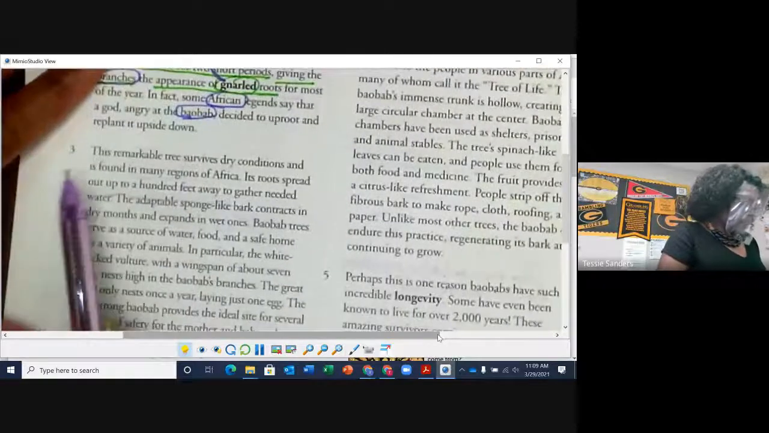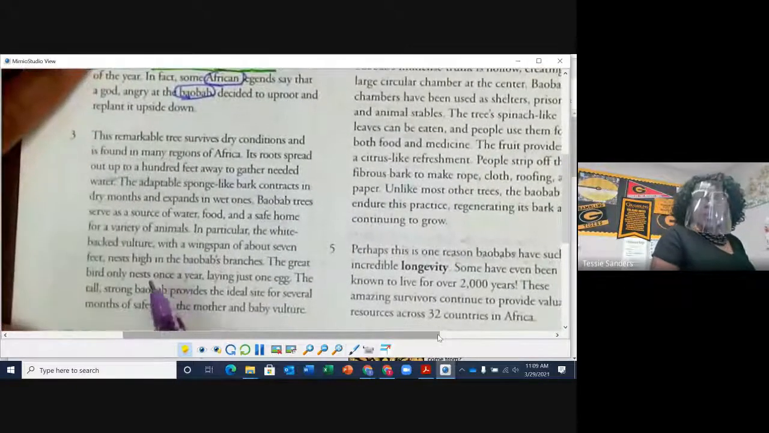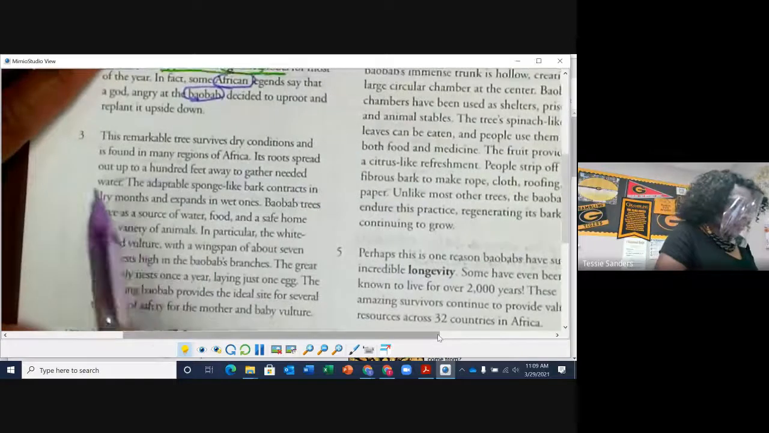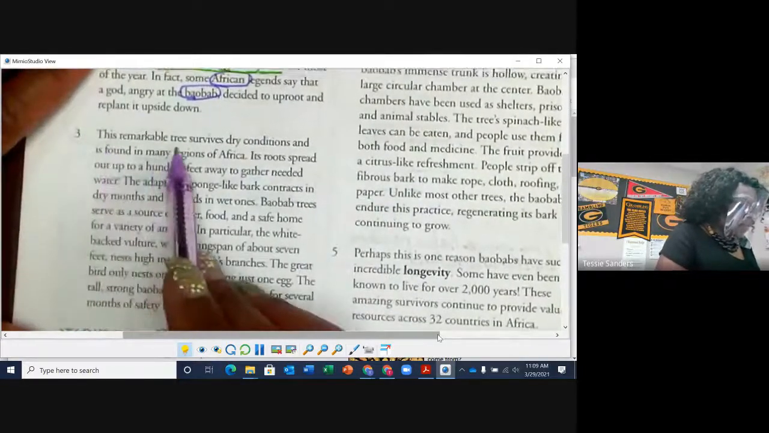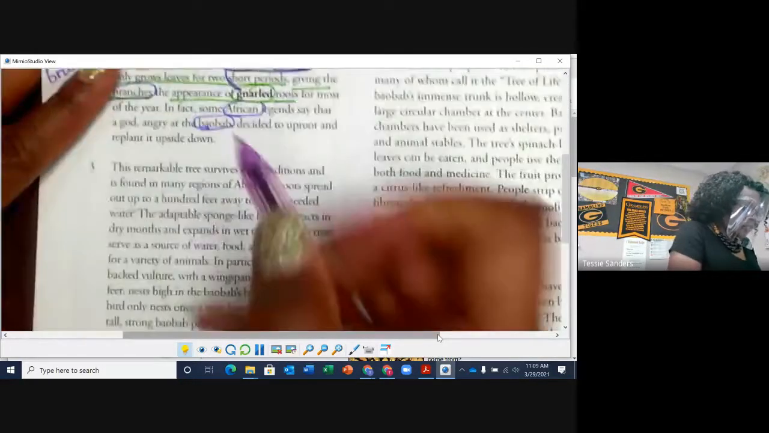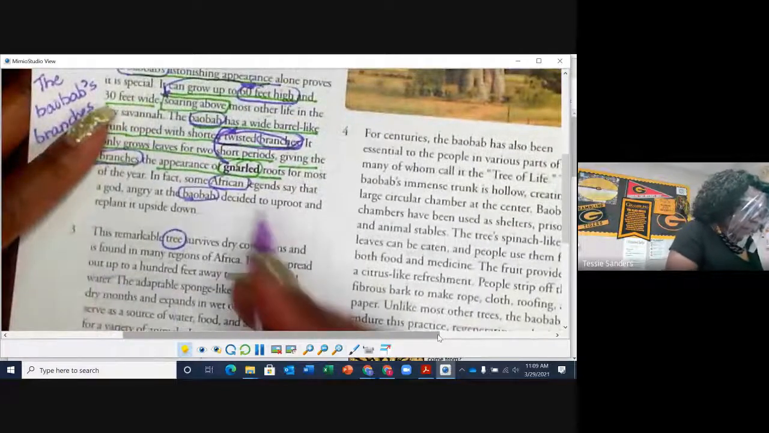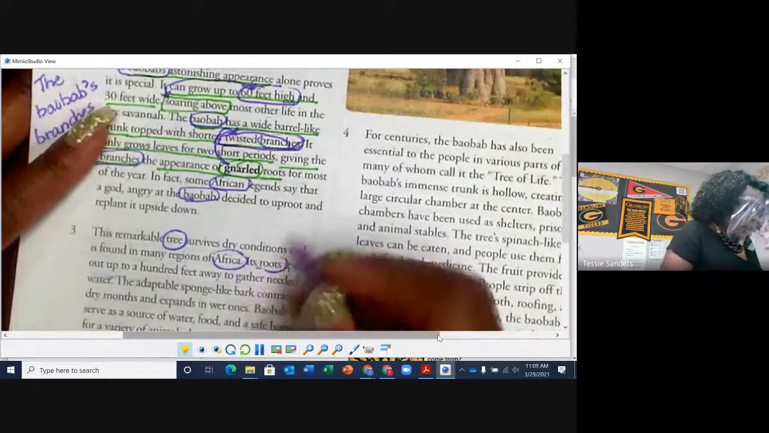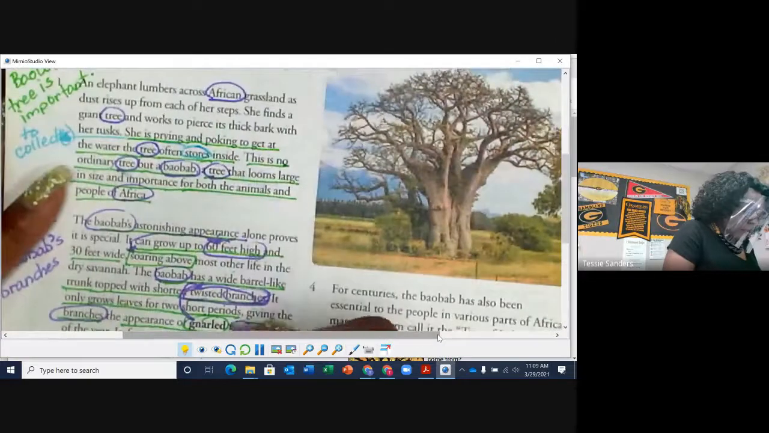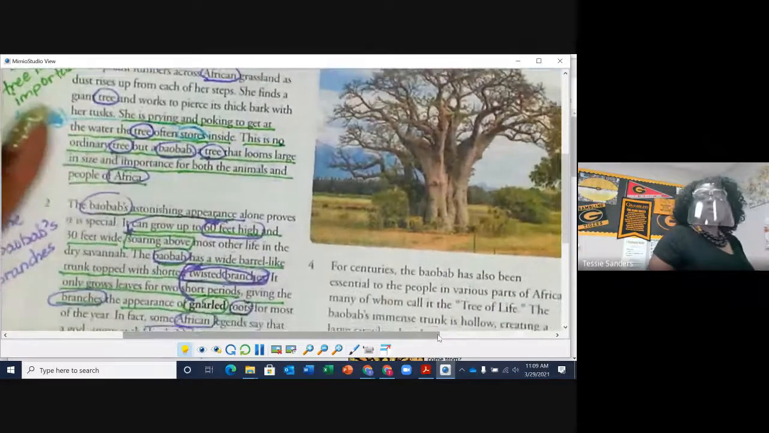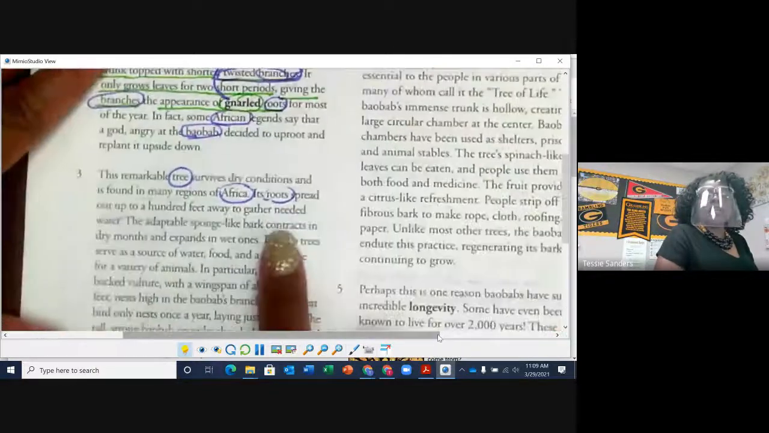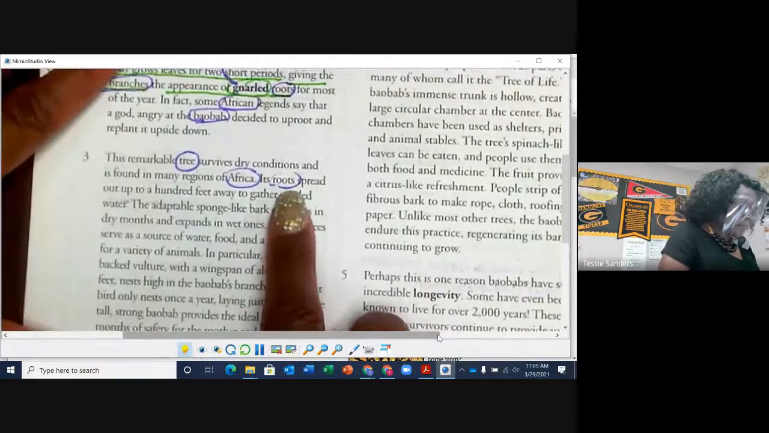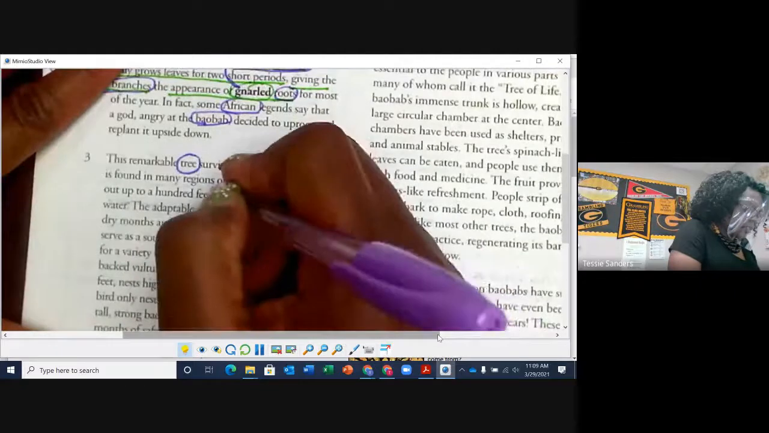Reading number 3, paragraph 3. Good, we're ready. This remarkable tree survives dry conditions. Let's see, I see tree. I'm skimming, circling that repetitive information. Africa. Oh, roots. I saw roots in paragraph 2. And so now I'm seeing roots again here in paragraph 3. Feet.